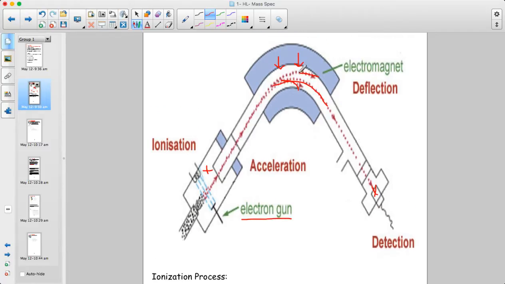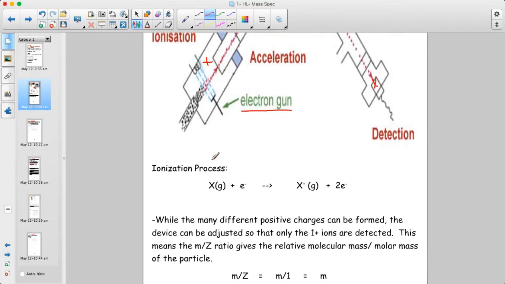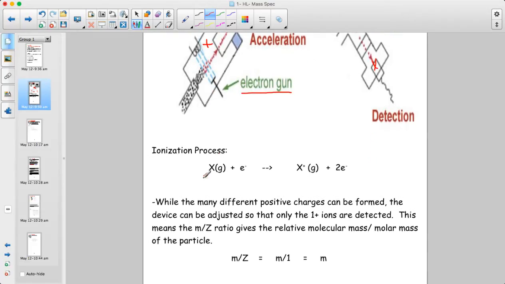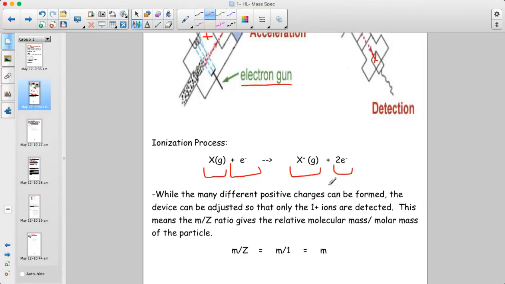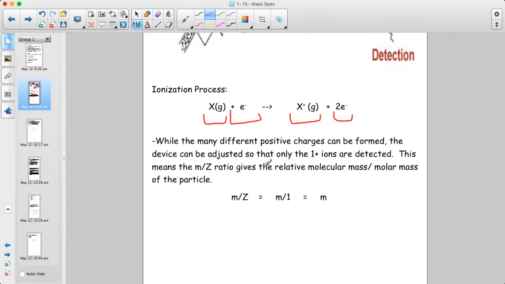You don't have to be able to explain the operation of the mass spec, but I thought it might be helpful to show you. The ionization process can be essentially thought of as, here's a gaseous atom. I'm going to knock on it with an electron, and as a result, I'm going to turn it into a positive ion. And now there are two loose electrons. One of these electrons is the original electron, and one of the electrons is one that got knocked off of the atom. So it looks similar to ionization energy, but we're showing the additional electron that's coming from the electron gun. There actually are lots of different positive charges that can be formed in this ionization process.